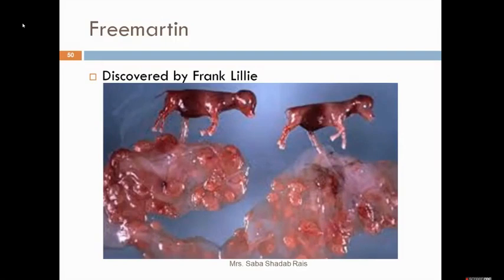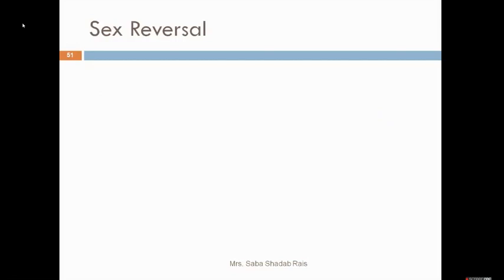Shall we go to the next case, that is sex reversal? Sex reversal. Note down the definition of sex reversal. Sex reversal is a process which involves surgical operation or hormonal influence or physiological effect that changes the sexual identity of an animal from one sex to the other sex. That is called sex reversal.